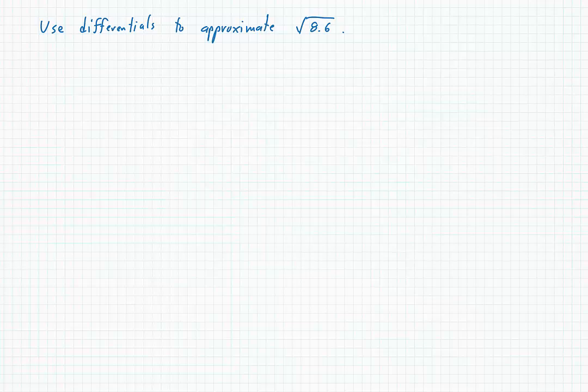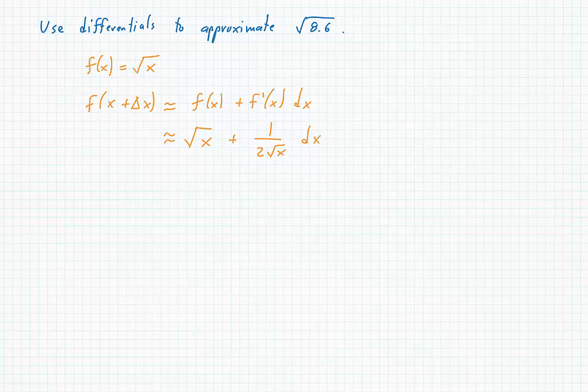So we know in general that if we wrote down a function here, we'd be considering the function f of x is equal to the square root of x. And we can further write that f of x plus delta x is approximately f of x plus f prime of x times dx. In this case, that's going to be approximately the square root of x plus 1 divided by 2 times the square root of x dx.